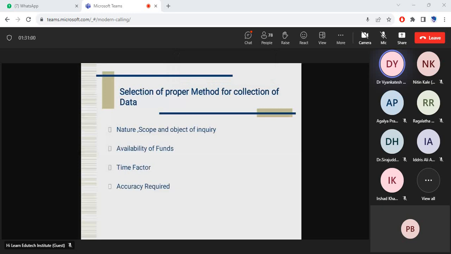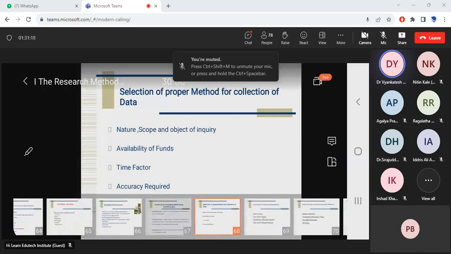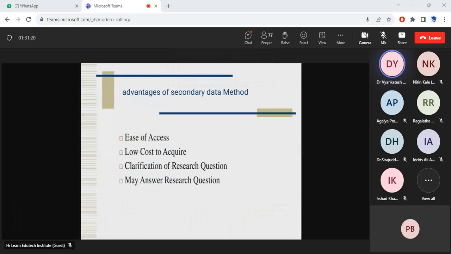And advantages of secondary data methods. It is easy to access, low cost, requires clarification of research questions and may answer research questions. So these are some advantages, and now some of the disadvantages. Quality of research, no specific research is needed, incomplete information, no timely data. So these are the advantages: easy to access, low cost, requires clarification of research and may answer research questions. And the disadvantages: quality of research, no specific research needed, incomplete information, no timely data collected.